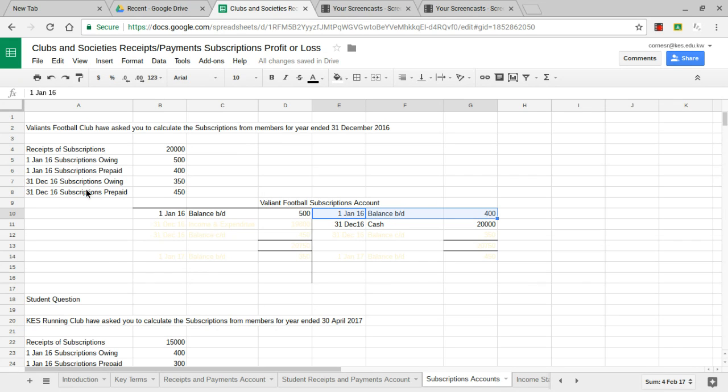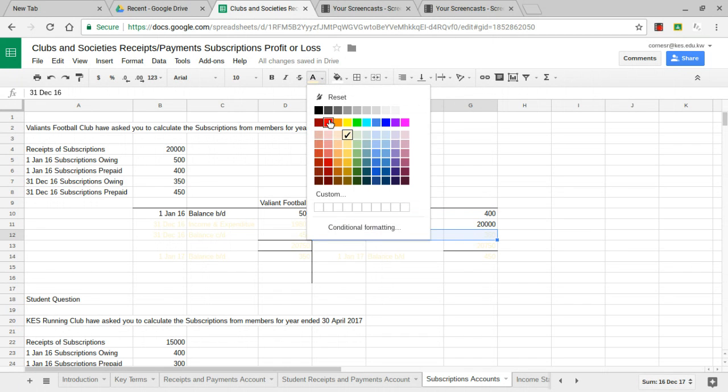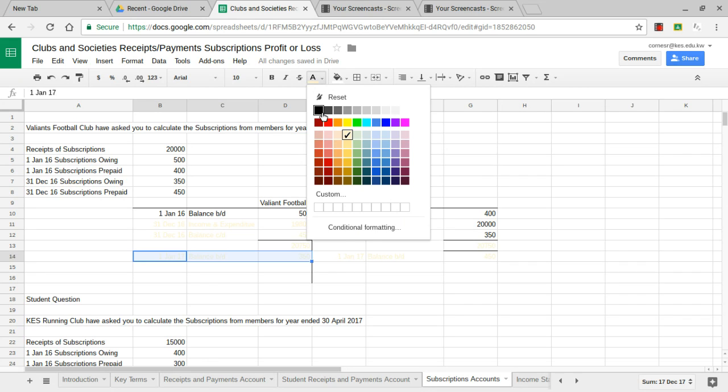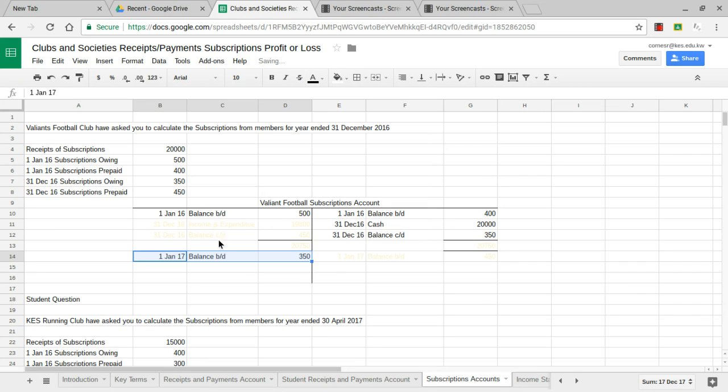We've got 2 more subscriptions owing and prepaid at the end of the year. Well, the first one here is a subscription owing by members at the end of the year. That will form part of this year's income because it's what's been earned this year by the club, and it will be an asset at the start of next year because it's money they can go and collect.